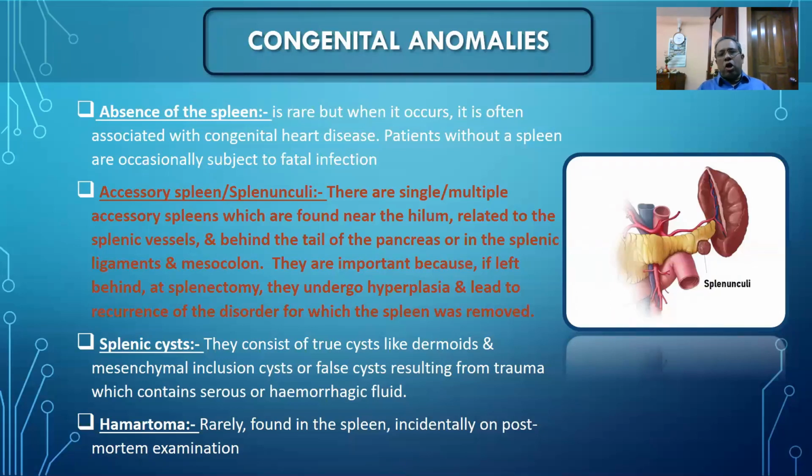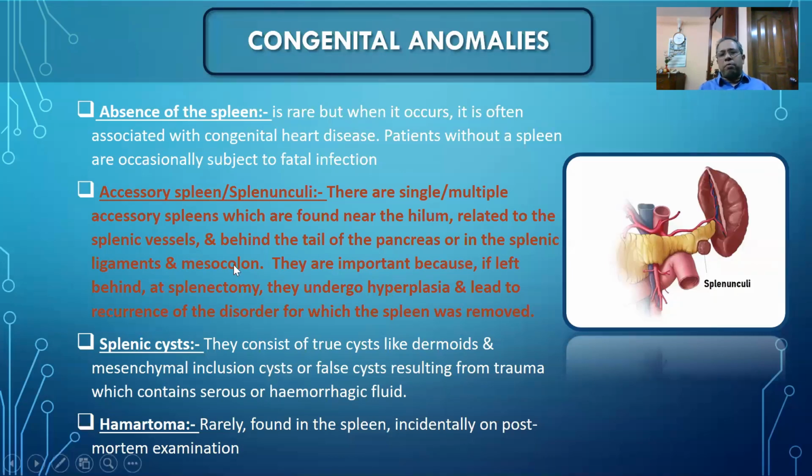They are important because if left behind after splenectomy, these splenunculi become hyperplastic and enlarge in size, and again take part in the function of the spleen. So if you remove the spleen for a disease process, that disease process can start again, because the splenunculi can take the role of the spleen for that disease.